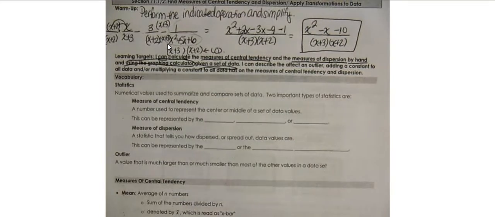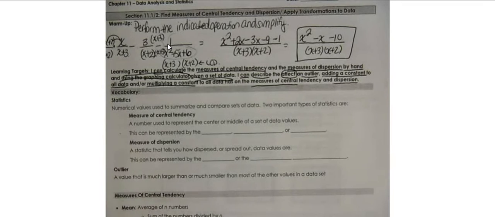So, the next I can statement is I can describe the effect an outlier, adding a constant to all data values, and or multiplying a constant to all data values has on the measures of central tendency and dispersion. So we're gonna discuss that.